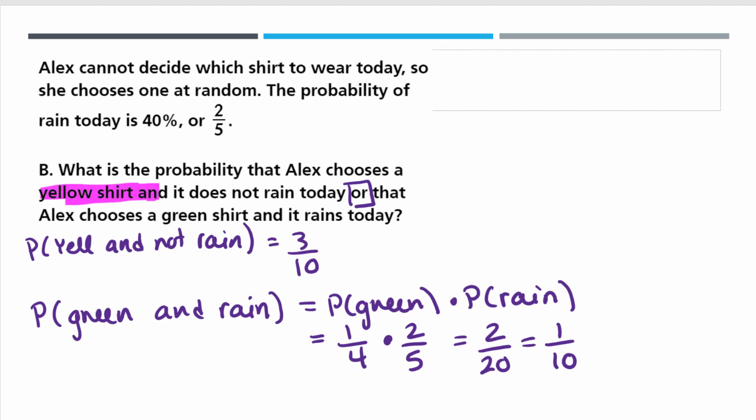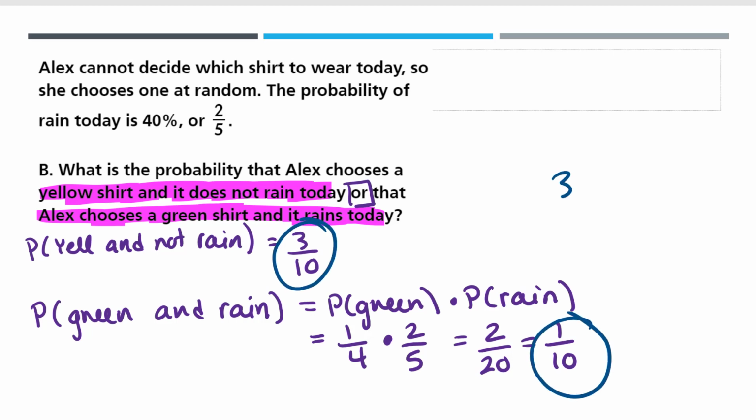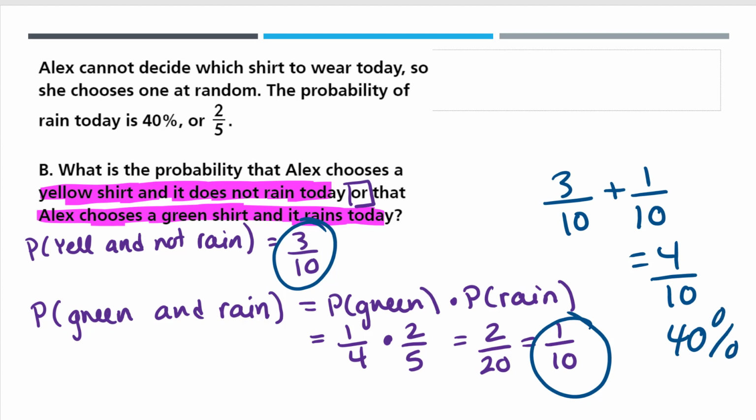Alex chooses a yellow shirt and it does not rain, or Alex chooses a green shirt and it rains. So we have that or. So that means that we're going to take our two answers and we're going to add them together. So our total is going to be 40%.